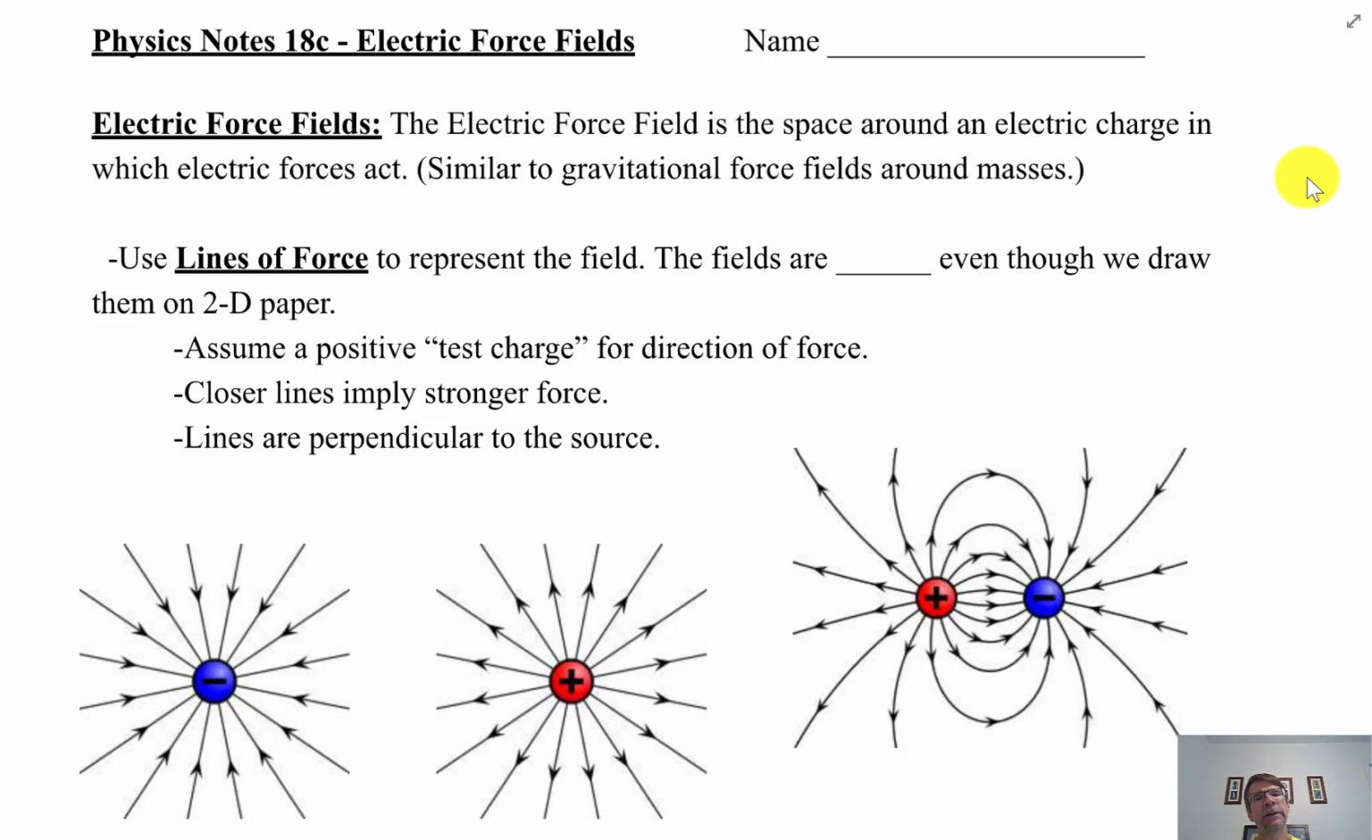Physics Notes, Unit 18C, Electric Force Fields, and they're in the same ballpark as gravitational force fields. The concept of fields in physics is referring to space surrounding something. Going back to gravitational force fields, there's all the space surrounding the Earth, all the way out to the moon and beyond, where the Earth's gravity influences things.